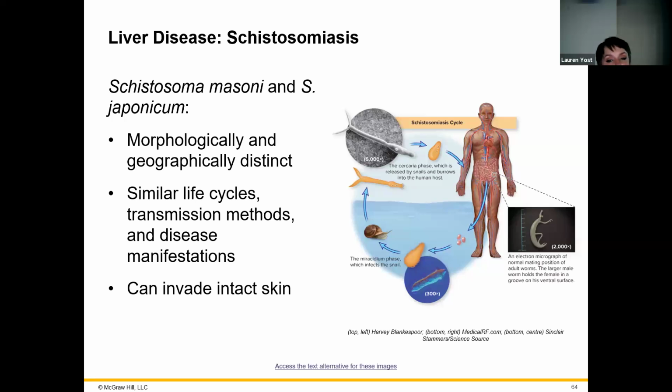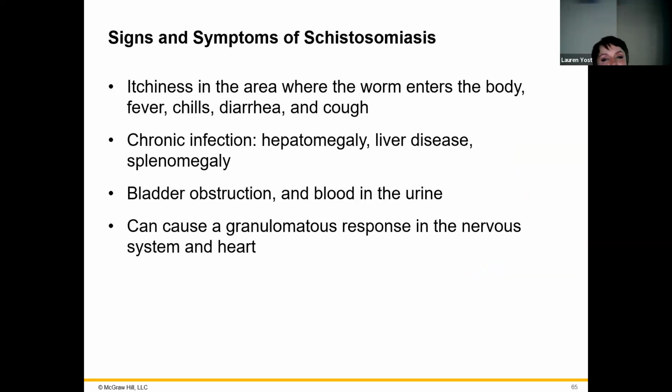They get in through intact skin. So what happens is, if you get in fresh water that is contaminated with these guys, they literally migrate in through your intact skin. Burrow? Yes, they burrow in. And they'll call this an itchy rash where they get in. We call that swimmer's rash.